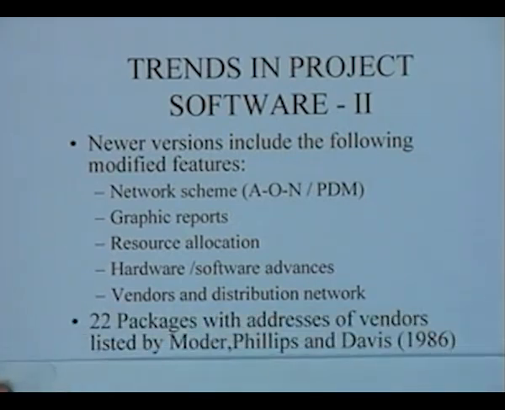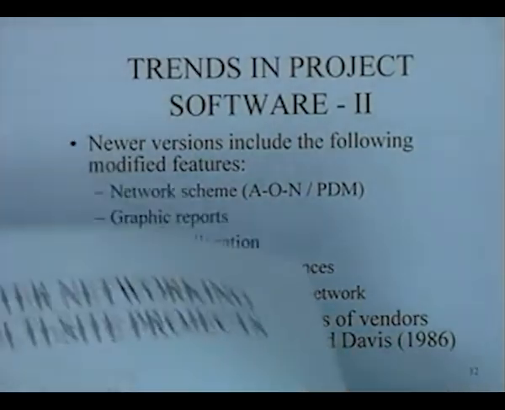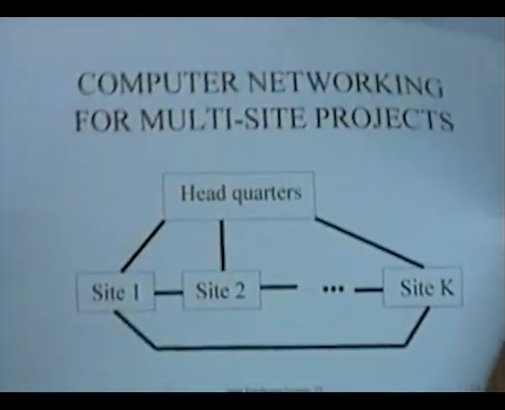Just as one example, a list of 22 packages with addresses of vendors is given in the textbook by Moder, Phillips and Davis, which was published in 1986. You can refer to this list. 22 packages were available, and the list of vendors and so on is given. At this point of time, of course, the list is much longer, and therefore we haven't made an attempt to compile it.